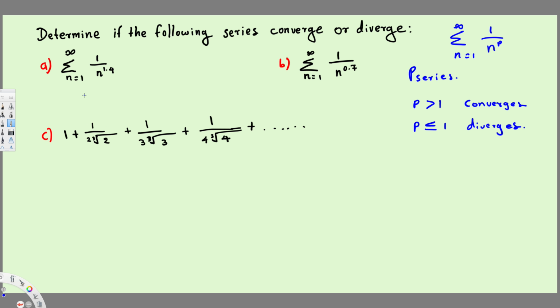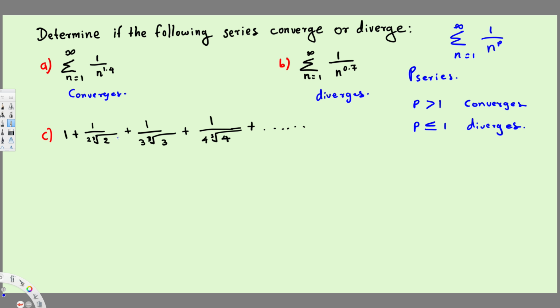So let's look at this series and figure out whether it converges or diverges. The first one, the power is greater than 1, so we can directly go ahead and say this converges. And for the second one, the power is less than or equal to 1, so that definitely diverges.